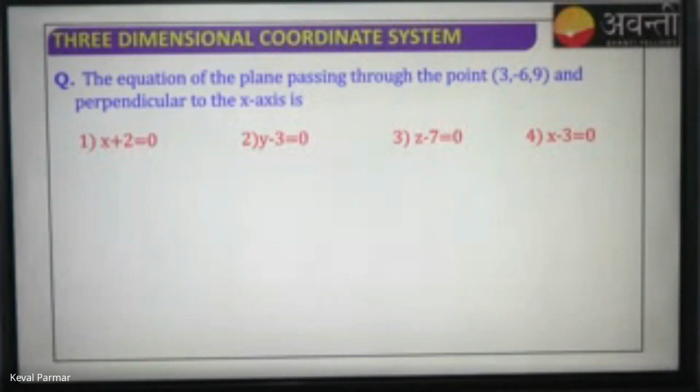Remember again, if you get stuck anywhere, just remember that to find the equation of a plane, we need two things: a point and the normal. Here, as you can see, the point is clearly given, which is (3, -6, 9). We just require the normal. And I hope you can see the normal. Now it shouldn't be very difficult.